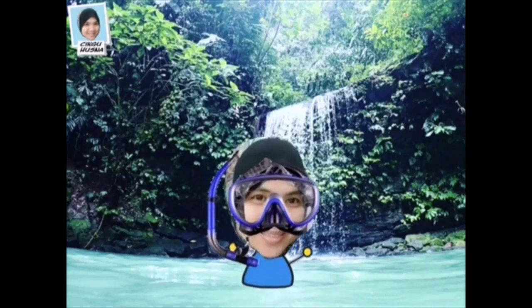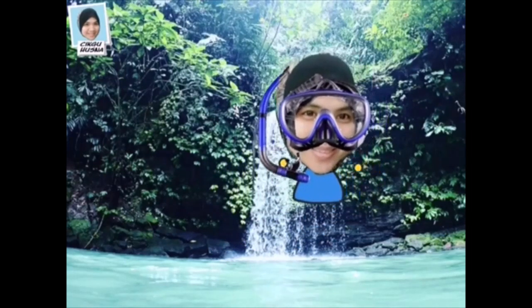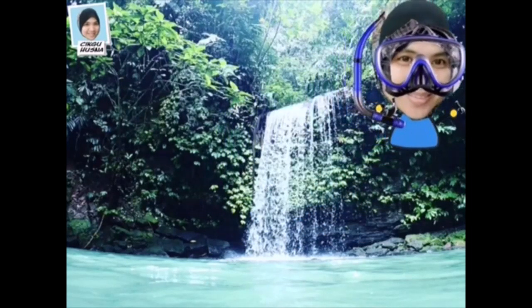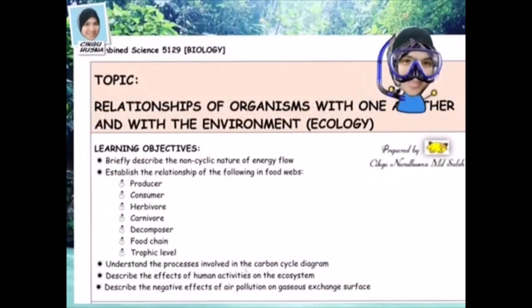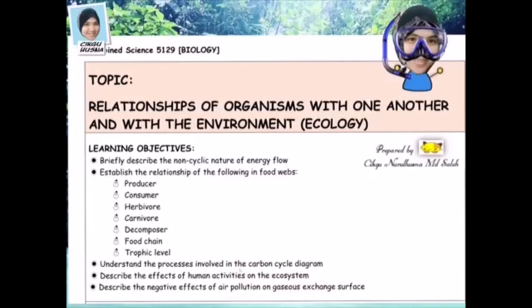Assalamualaikum. Hello everyone. So this is the second part of the video for the topic relationship of organism with one another and with the environment, or ecology. In the first part of the video last week, we have already gone through the first learning objective, which was on the nature of the energy flow and also the roles of the organism in the food web, for example, producer, consumer, herbivore, carnivore, decomposer, food chain, and trophic level.